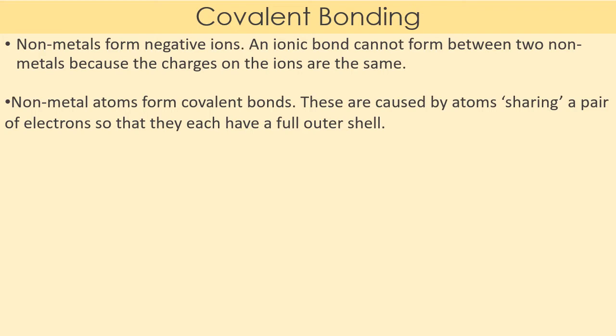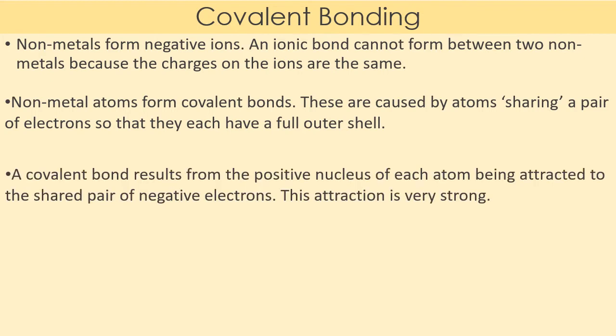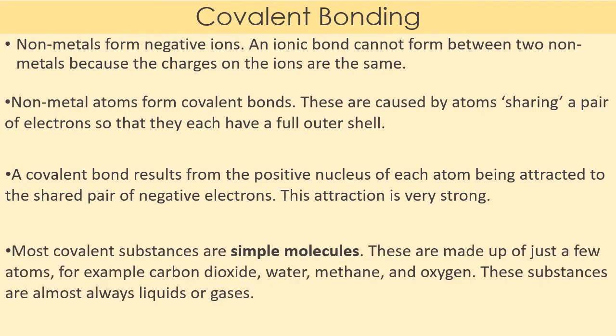Now, these are caused by atoms sharing a pair of electrons, so they each have a full outer shell. Now we can share more than one pair of electrons. A covalent bond results from the positive nucleus of each atom being attracted to the shared pair of negative electrons. This attraction is very strong. It's an electrostatic attraction, so it's very, very hard to break.